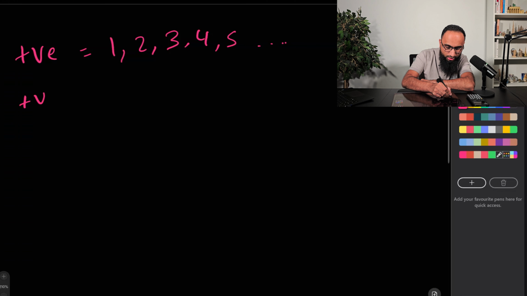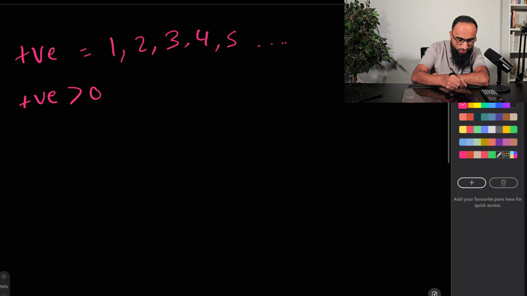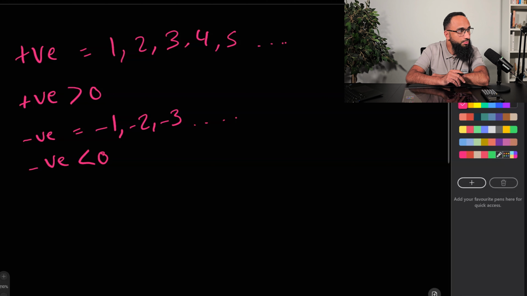So basically, it's any number which is greater than 0. So a positive number is a number which is greater than 0. And similarly, a negative number is any number which is less than 0. So some examples are -1, -2, -3, and so on. And it's any number which is less than 0.